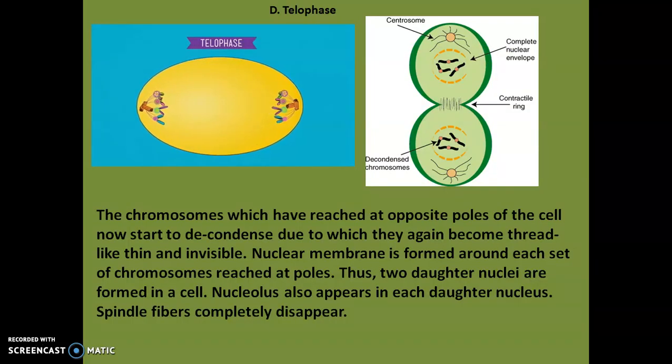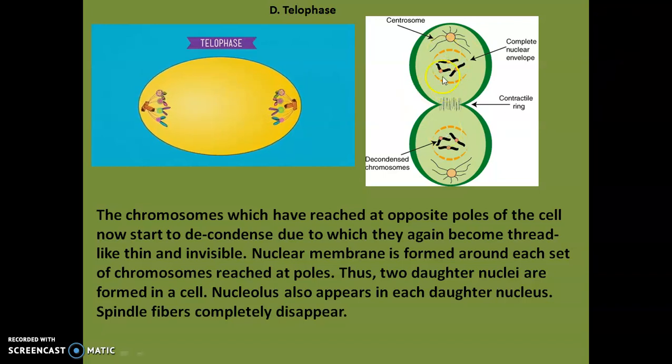Going to telophase, which is the last phase of this karyokinesis. The chromosomes which have reached the opposite poles of the cell now start to decondense, due to which they again become thread-like, thin and invisible. So first phase, condensation, coming together, becoming thick. Last phase, decondensation, going apart from each other and becoming thin. Nuclear membrane is formed around each set of chromosomes at the pole.